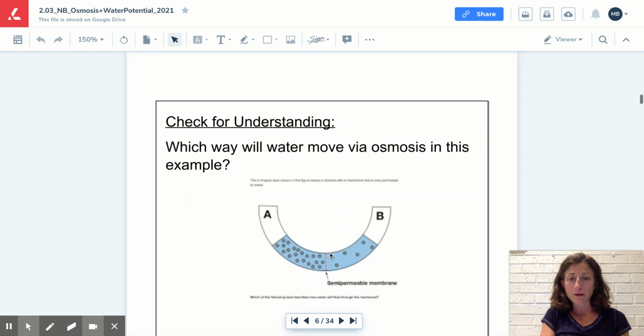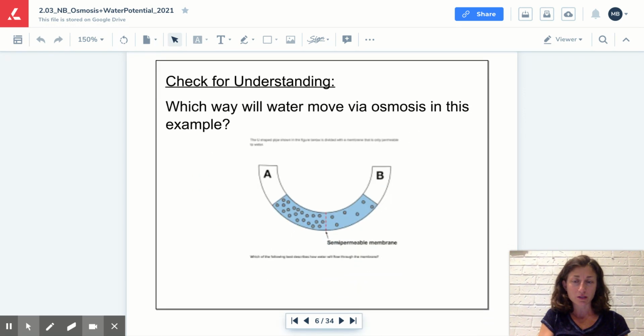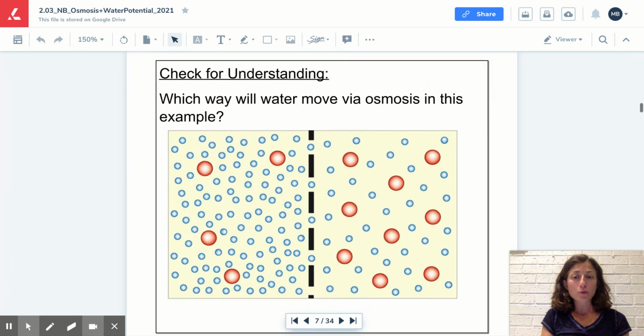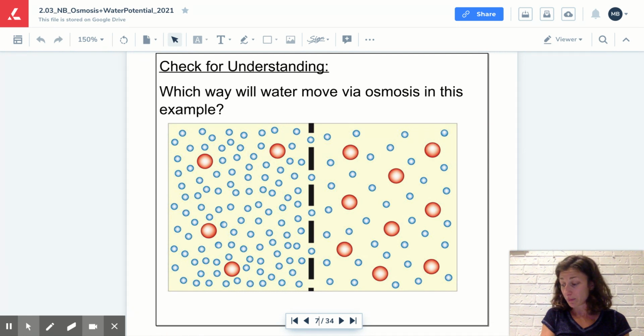Okay, great. So I want to do a couple quick checks for your understanding. So first, which way will water move via osmosis in this example? Go ahead and write it into the Nearpod. Great, and you should have gotten that you're going to go from B, where there's more water, to A, where there's less water. So from B to A or from right to left. Good. Try another one. Which way will water move via osmosis in this example? Think, where is there more water?